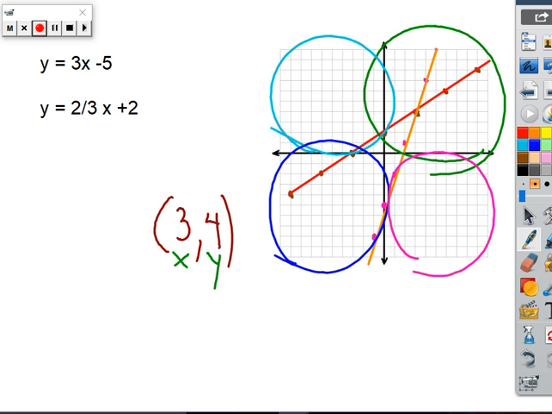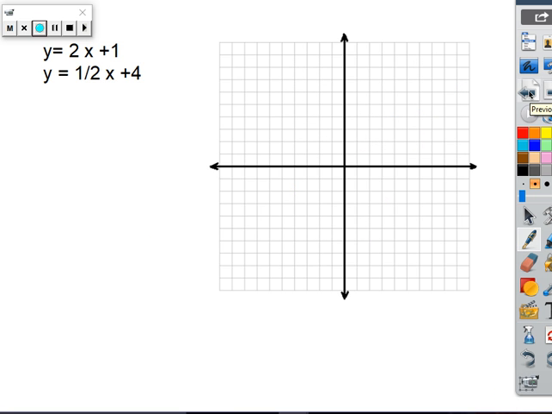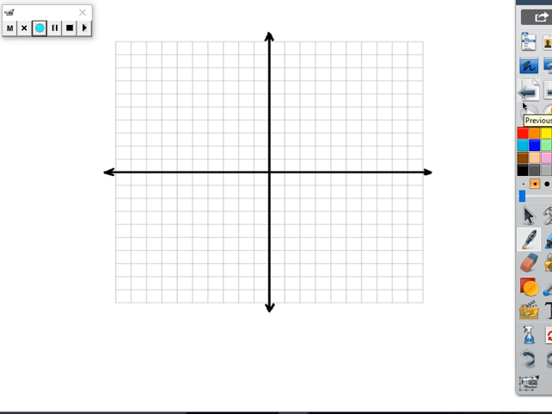Now, I felt like you all did a really good job of understanding yesterday, and there's really not that much to this. There's a couple of other things we need to talk about. I want you to write the equations in your notes. I'm going to put some equations up here. You don't have to graph them. We're not going to take the time to graph them. But I do want you to write these equations in your notes.